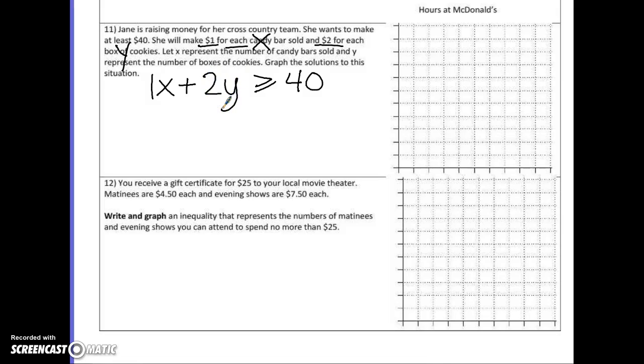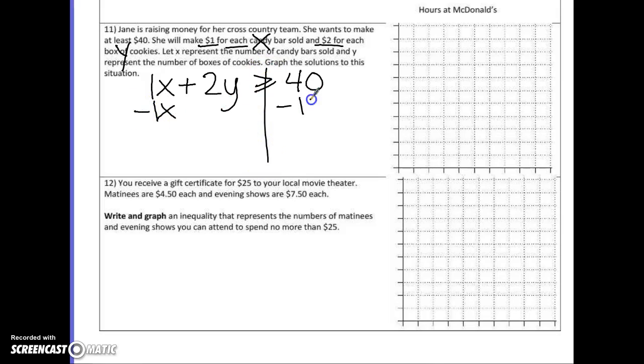Let X represent the number of candy bars. Already did that. And Y represent the number of cookies. Graph the solutions to this situation. We only have one inequality here, and that is what we're supposed to have. So we're going to solve for Y so that we can graph it.